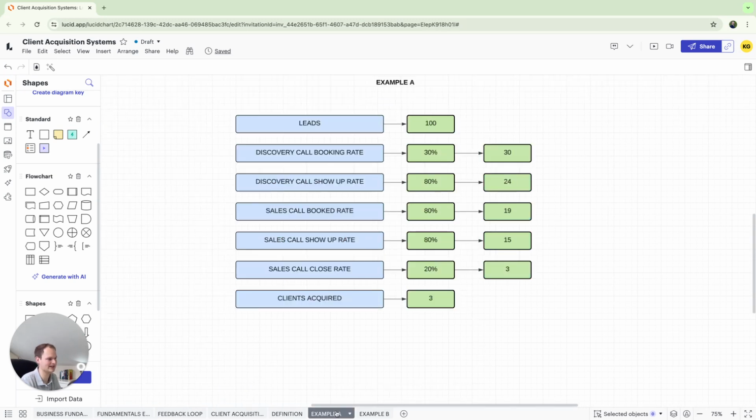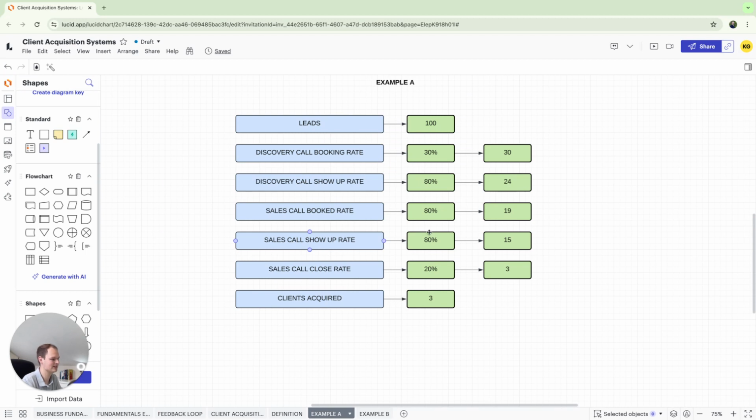Well, if we look at example A here, we have 100 leads. We have a discovery call booking rate of 30%, which essentially means out of all of our leads, how many can we convert into discovery calls? So that would be 30. We then have a discovery call show up rate of 80%. So 80% of our discovery calls that we've booked actually show up, which leaves us with 24. We then have a sales call booked rate of 80%, which is how many of our discovery calls can we progress into sales calls. 80%, we're left with 19.